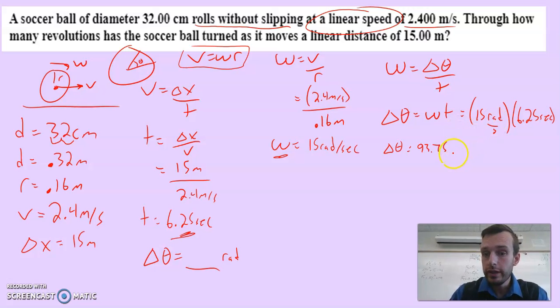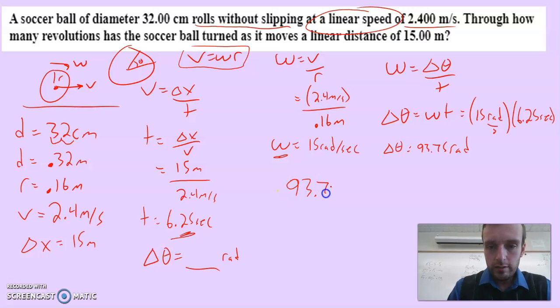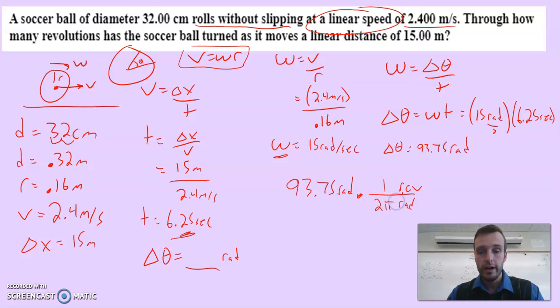And you notice we were in radians. So the final step, and if you go back to our last lesson, we did some examples of converting rotational units. The 93.75 radians, you would multiply that by radians on the bottom to annihilate, and you'd have revolutions on the top, because that's what we want to go to, and 1 revolution is equal to 2 pi radians.